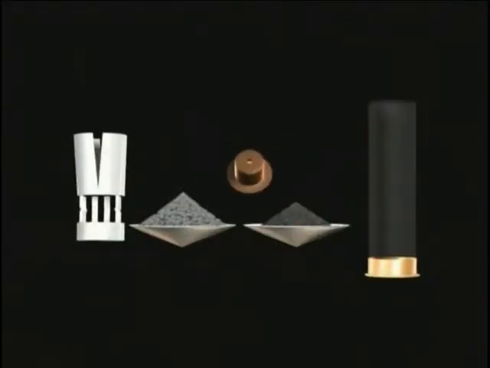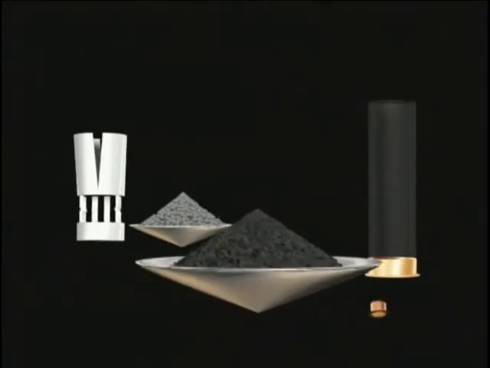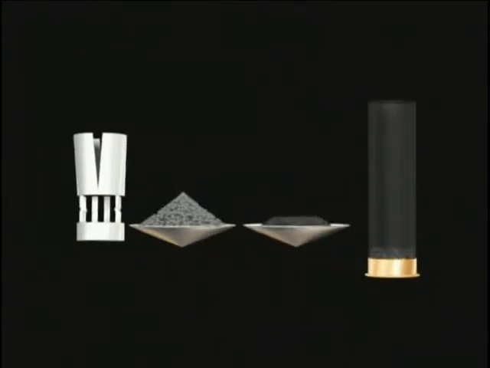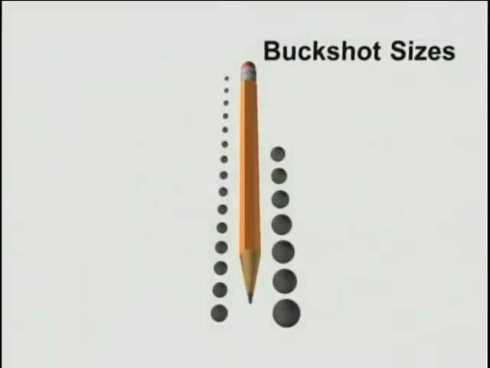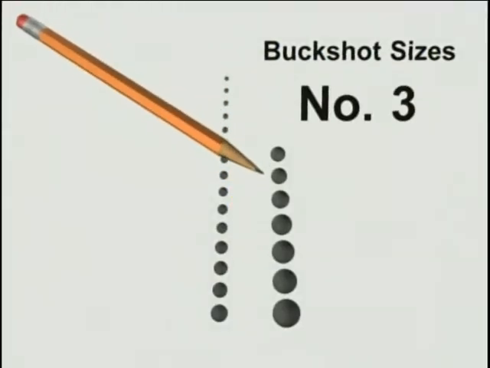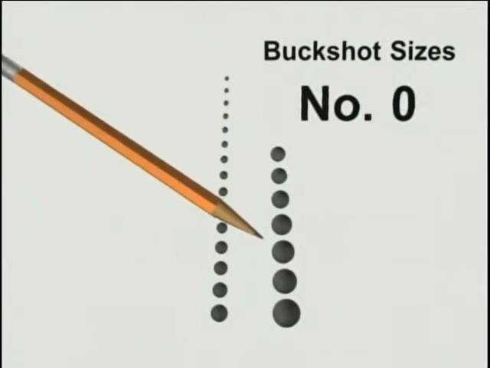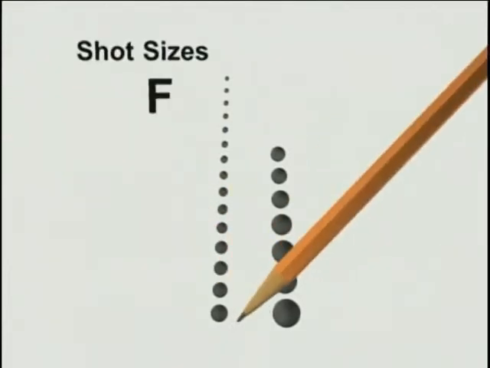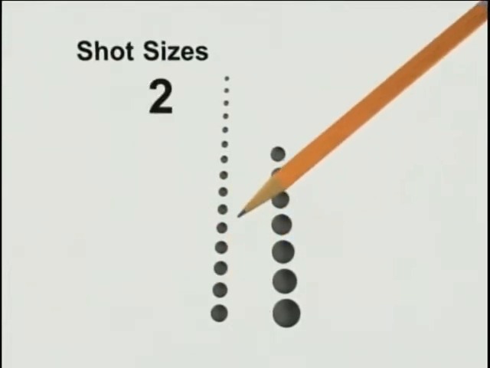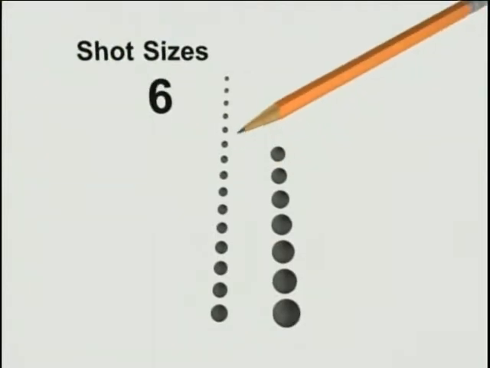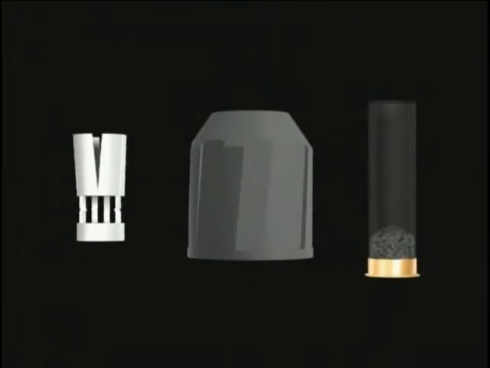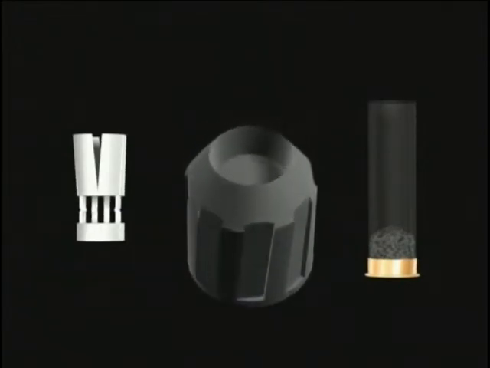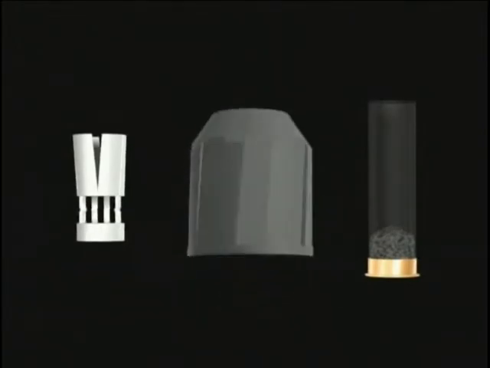The primer and powder perform the same functions as in the cartridge described earlier. The group of pellets are called shot. The size of shot varies depending on the use. The larger the number identifying the shot, the smaller the pellets. Rifled slugs can be used in shotguns instead of shot. These one-piece projectiles are primarily used for deer hunting.